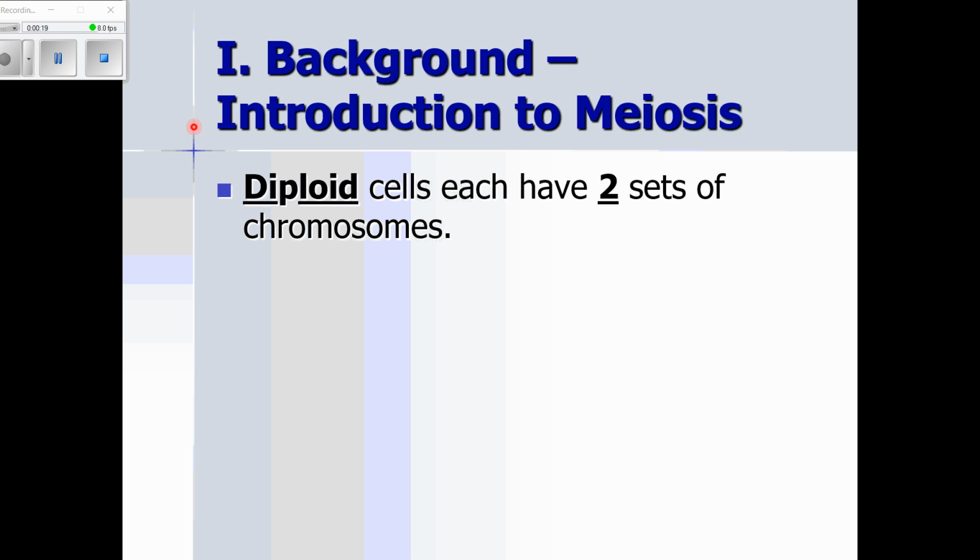So let's begin with some terminology that keeps coming up in this unit. It's important to have a good handle on what these terms mean. The first term is diploid. Diploid cells are cells that each have two sets of chromosomes. As you know, anytime you see the prefix di, it refers to the number 2. In this case, we're talking about cells that have two sets of chromosomes.